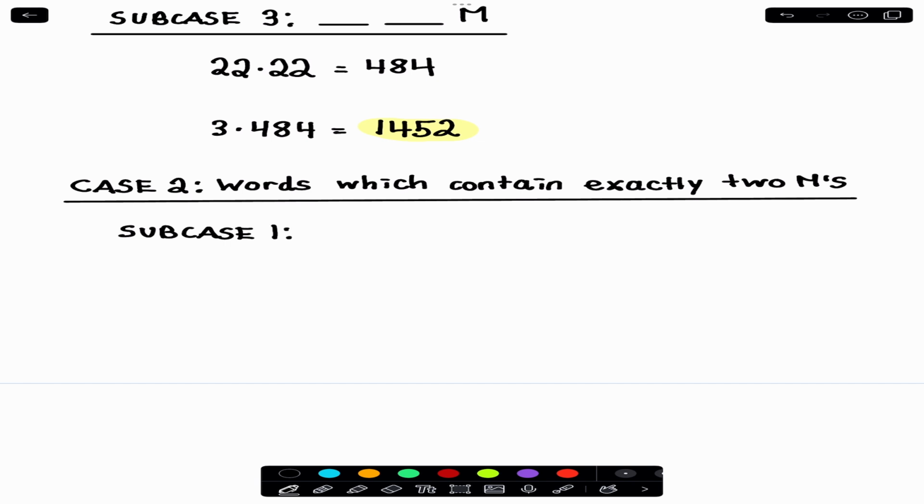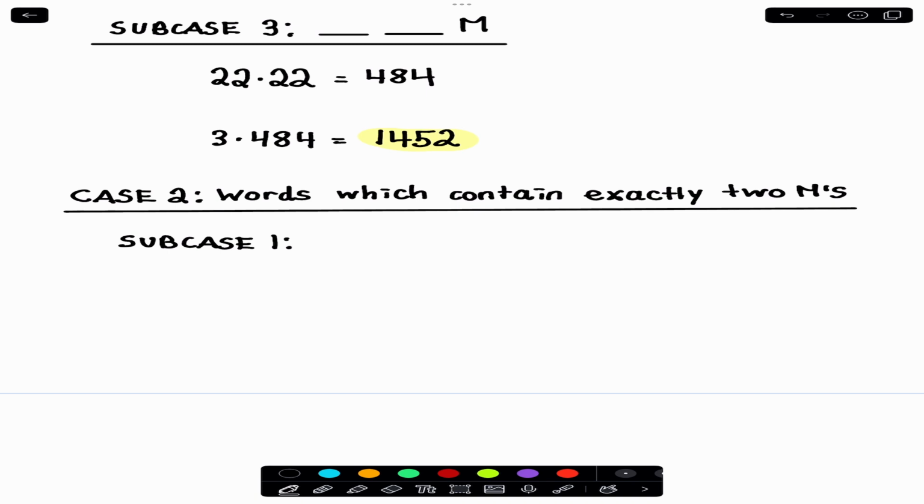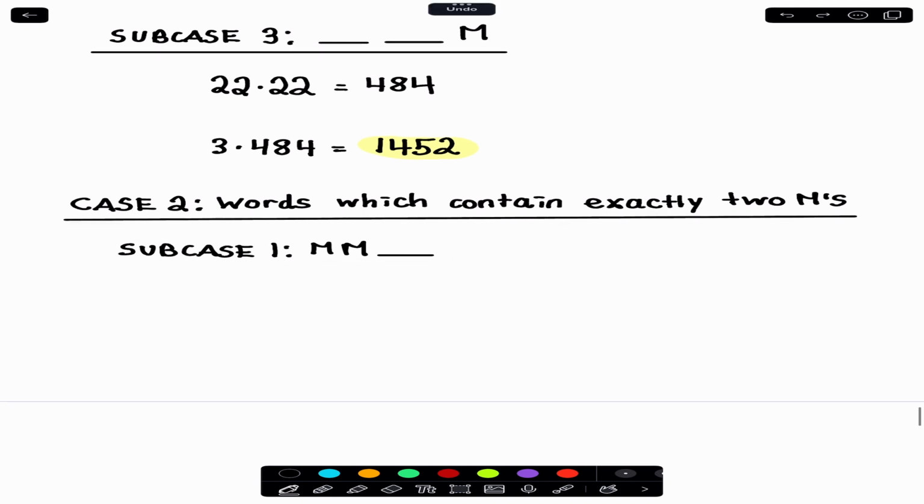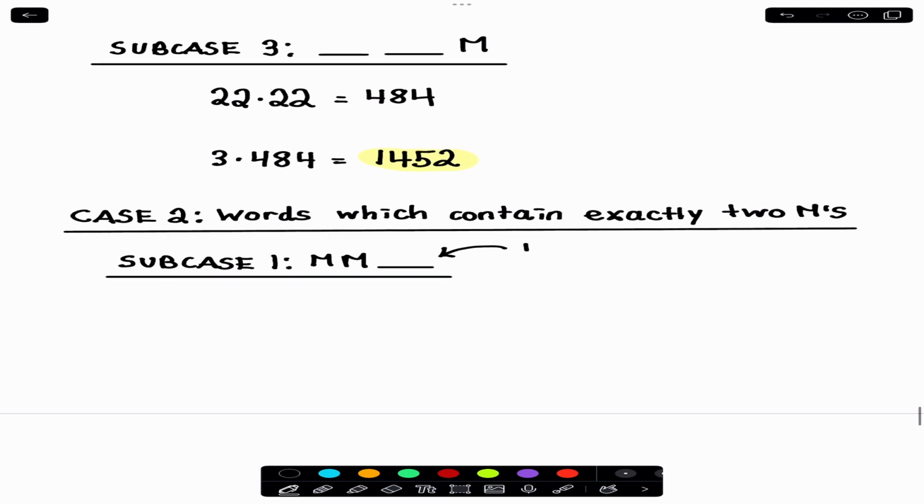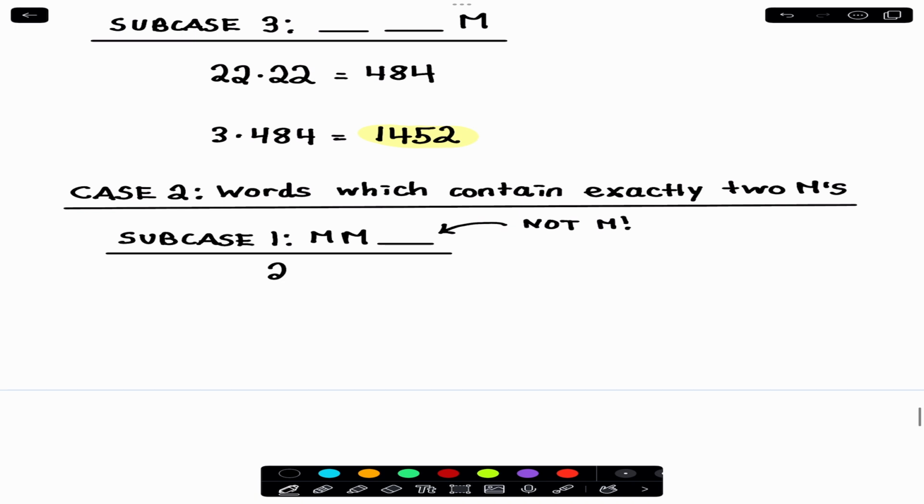Subcase number 1 is going to look something like this. Let's say now we start with an M, and then we have something at the end. And remember that this can still not be an M. So this is not an M. This means that we have 22 possible choices for that last letter.